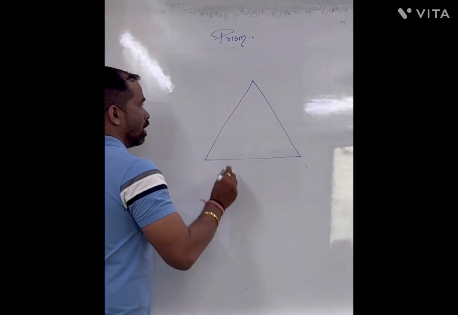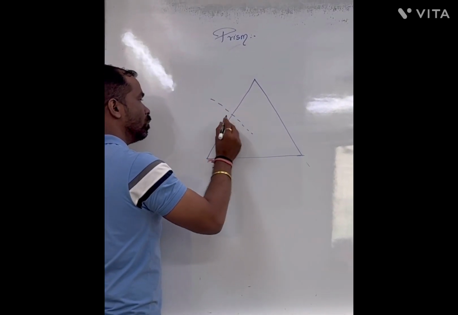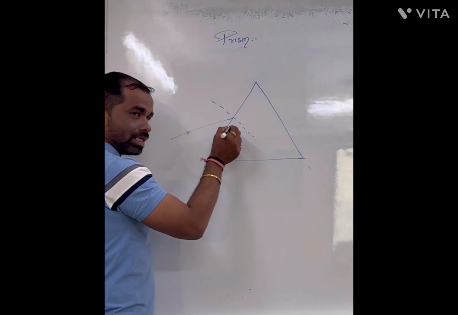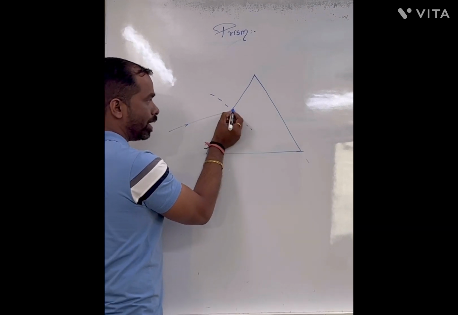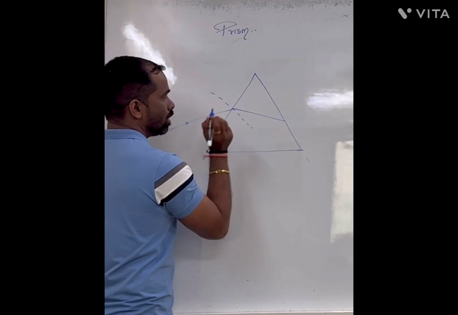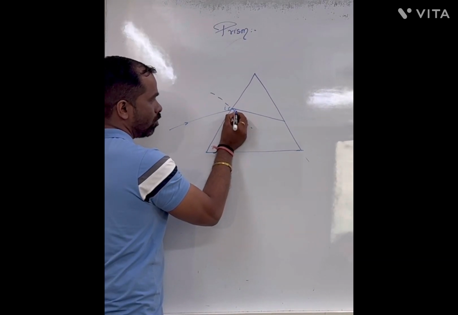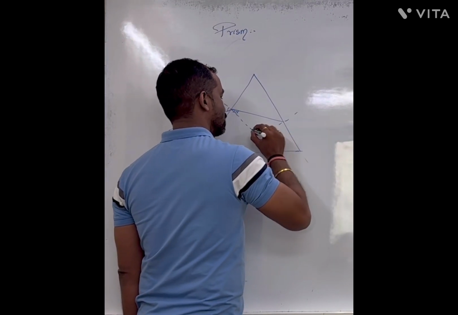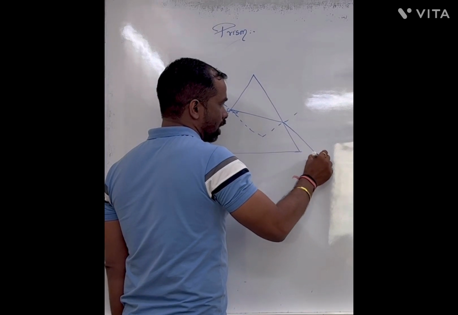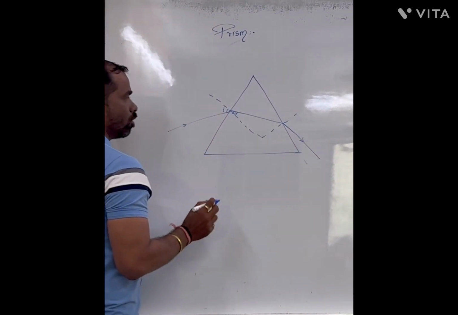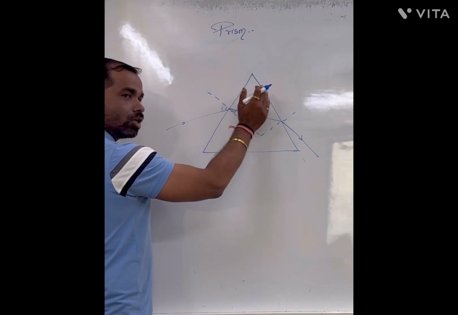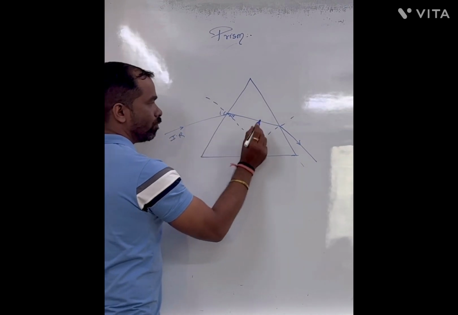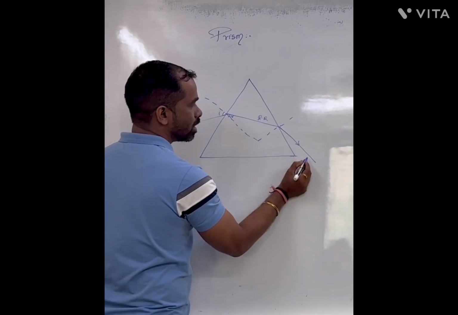Okay. This is prism. When we pass ray of light through prism, so this is incident ray. Okay. When it will enter prism, it is going from rarer to denser medium. So it will bend towards the normal. Ray will bend towards the normal. Okay. This is angle of incidence and this is angle of refraction. Okay. Now it will strike this surface. And now it is going away from the normal. Why is it going away from the normal? Yes, it is going from denser to rarer. Okay, so it will bend away from the normal. This is incident ray, this is refracted ray, and this one is emergent ray.